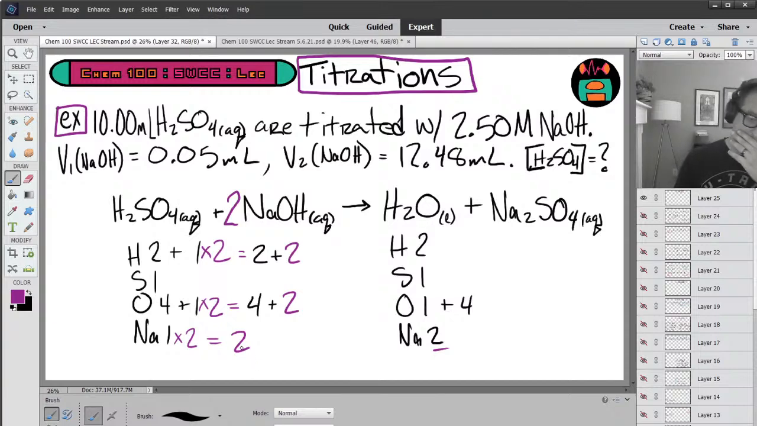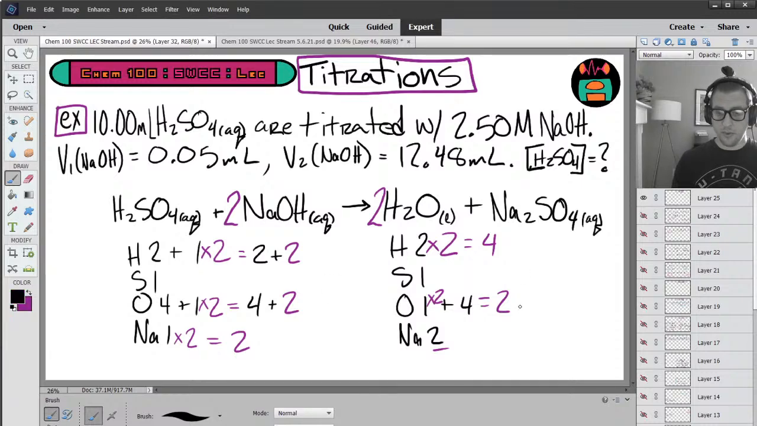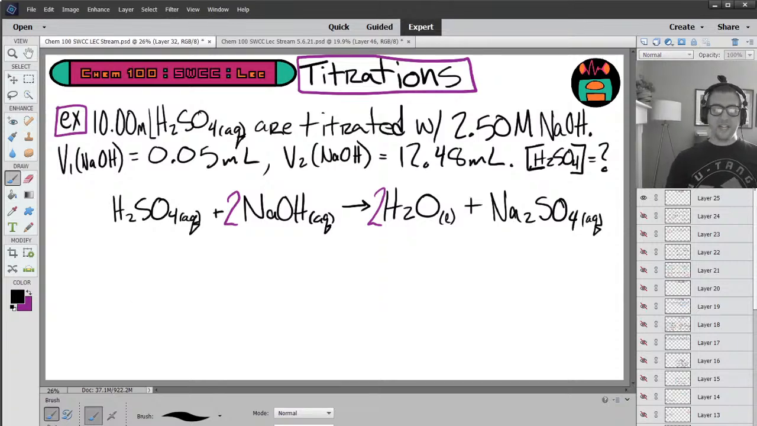All right. Sodium's balanced. Now we've got to figure out hydrogen and oxygen. Hydrogen seems simpler to me. So we're going to multiply water by 2. This changes my hydrogen count and my oxygen count, but it just so happens it balances both of them out simultaneously. So this is my balanced chemical equation.